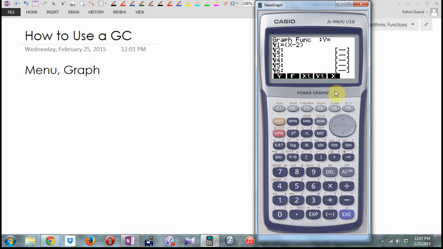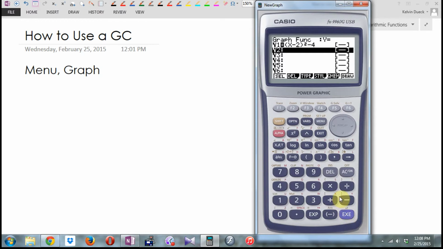So right now you have bracket X -2, close bracket. Let's make it a parabola, squared. -4. And then to store it, press execute. No, sorry, what? X -2, close bracket, squared, take away 4.